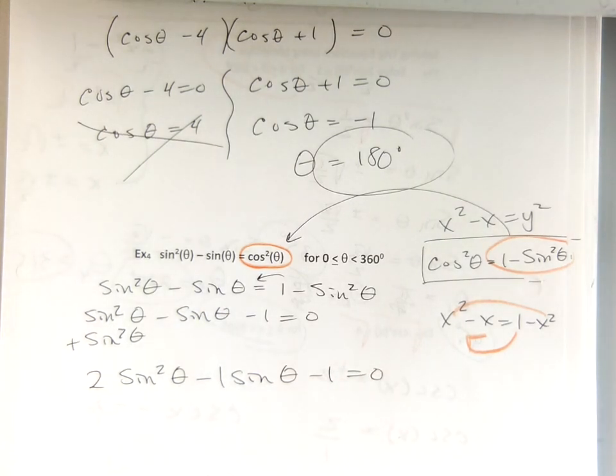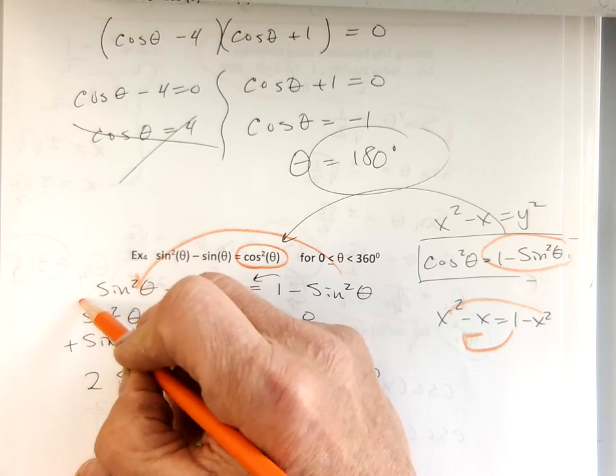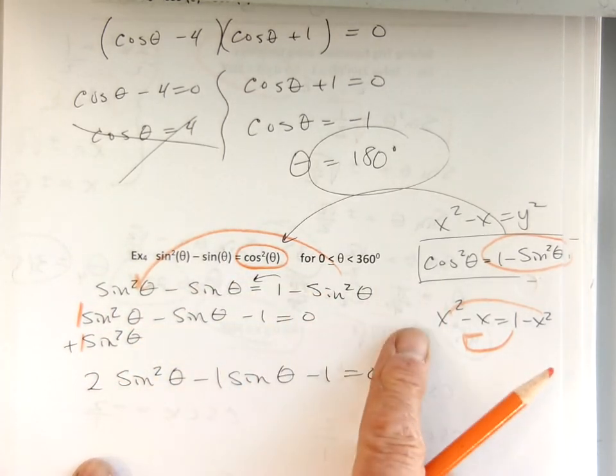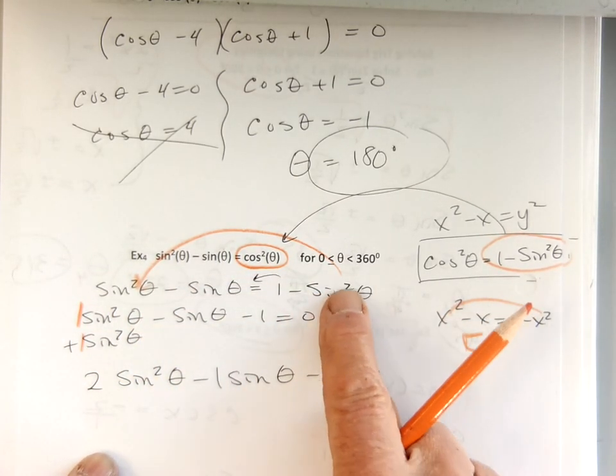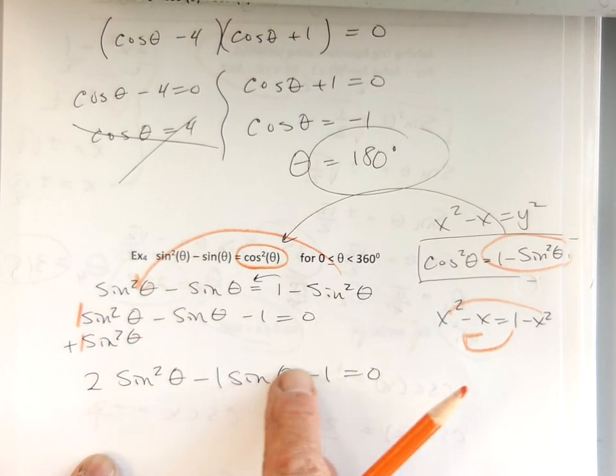And I'll let you catch up, okay? So I brought over the sine squared. I had to add it, which made 2 of them, right? You okay with that? Brought over the sine squared. Sine squared plus sine squared is 2 sine squared. My sine, and I brought over that.